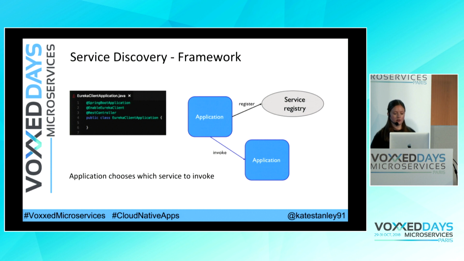That works quite happily, but the key thing here is the application chooses which service to invoke. When I've called the registry, I've got a whole list of different services back, and the app can make a choice of which version it's going to use. That might be at random, or it might be some extra configuration that says, if my username is Kate, I'm always going to use version 2. If it's anybody else, I'm going to use version 1. And the application is completely in control of that.